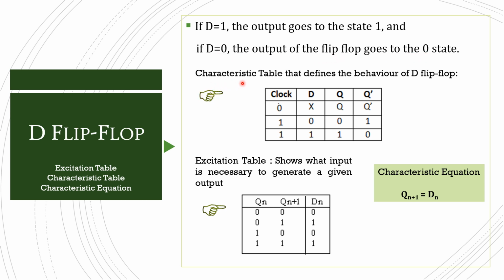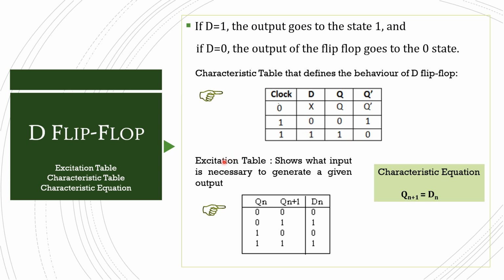Now let's draw the corresponding characteristic table which defines this behavior of the D flip-flop. When D is equal to 0 and clock is equal to 1, Q will be in the reset state, or the logic 0 state. And if clock is equal to 1 and D is equal to 1, the flip-flop moves to the logic 1 state, that is the set state. If the clock is equal to 0, the value of D is a don't care condition. It won't consider the input value if the clock is inactive. So the corresponding characteristic equation based on this table is Q is equal to D.